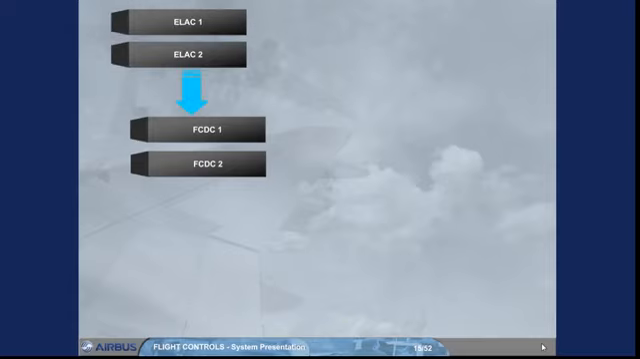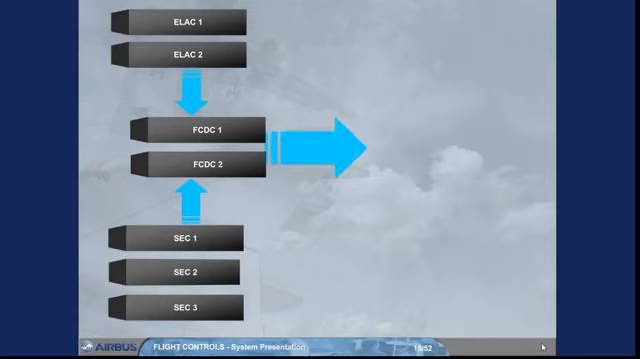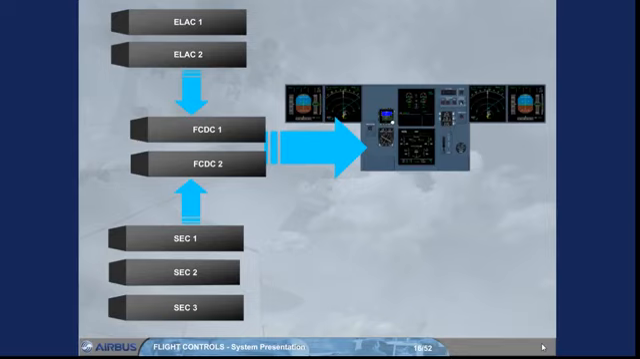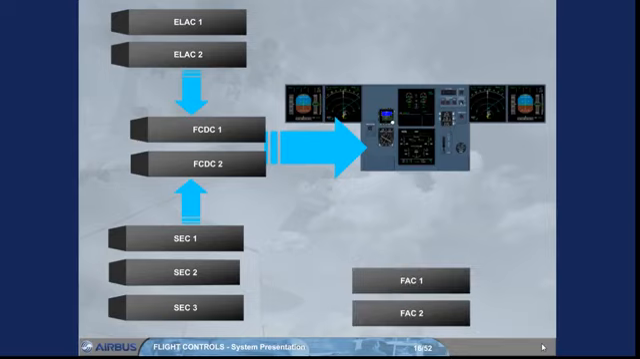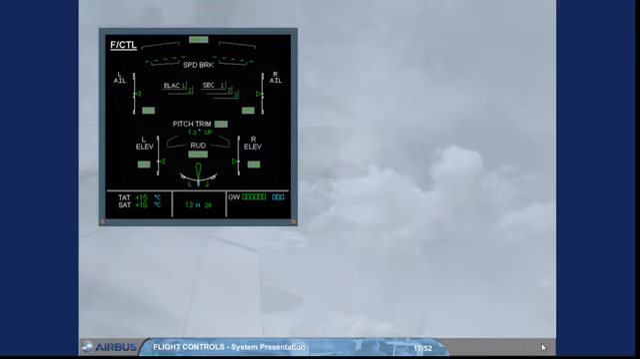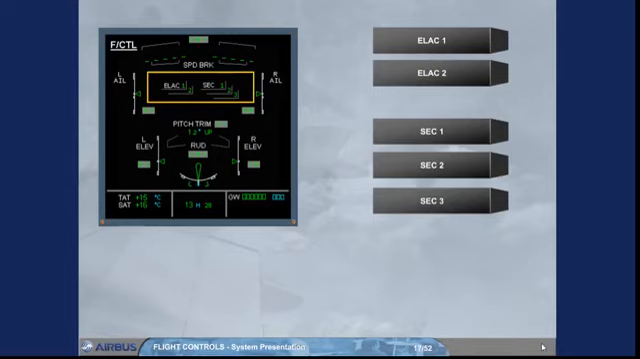In addition, 2 flight control data concentrator computers, FCDC, are used to acquire data from the ELAC and SEC. Then they send it to the EIS. However, the data from both FACs is sent directly to the EIS. The status of ELAC and SEC is indicated on the ECAM flight control page. The other computers are not displayed. These indications will be seen in more detail in the failure cases module.